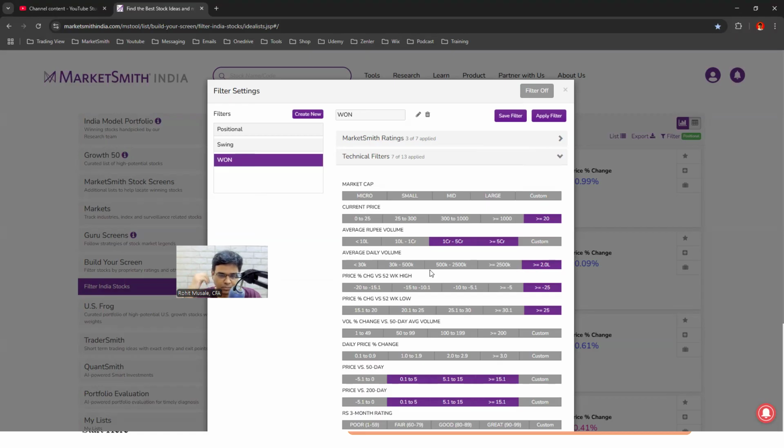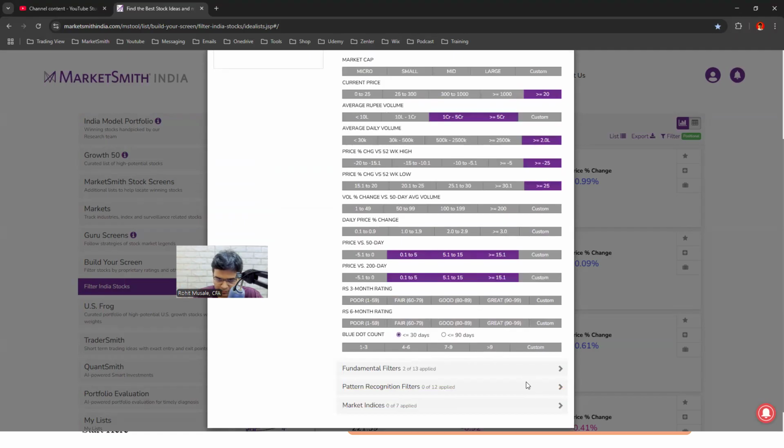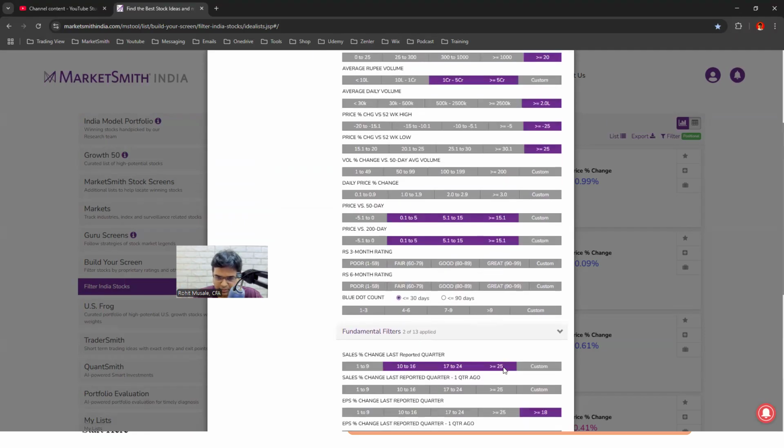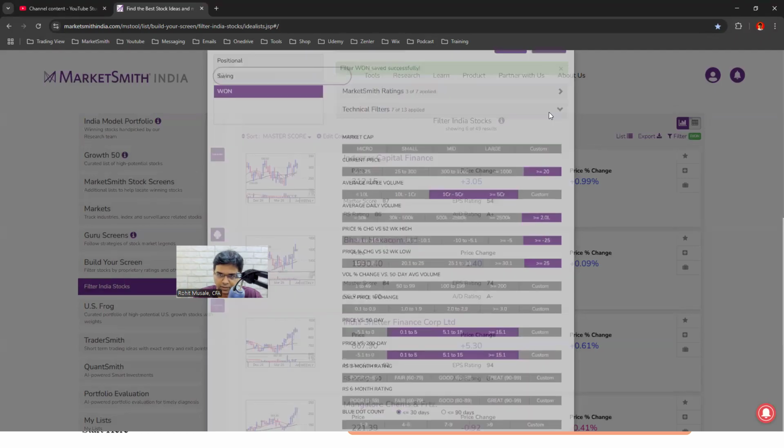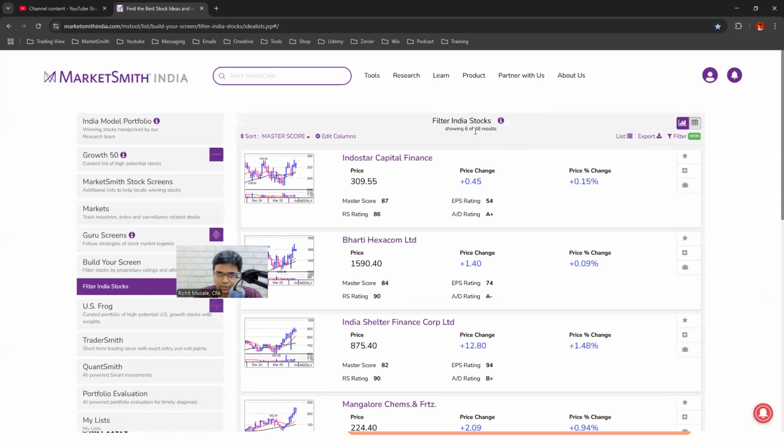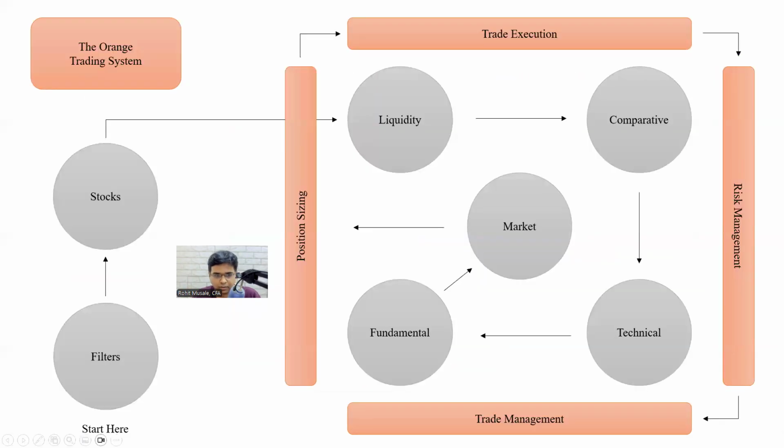I learned this from Patrick Walker, who is a student of William O'Neill, by the way. And then the remaining things don't change, the fundamentals and everything. I save this and I apply the filter. So you have 48 stocks, correct? Now, just because there are 48 stocks doesn't mean that you have to buy all of them. So when you do the filtering, you get 48 stocks.